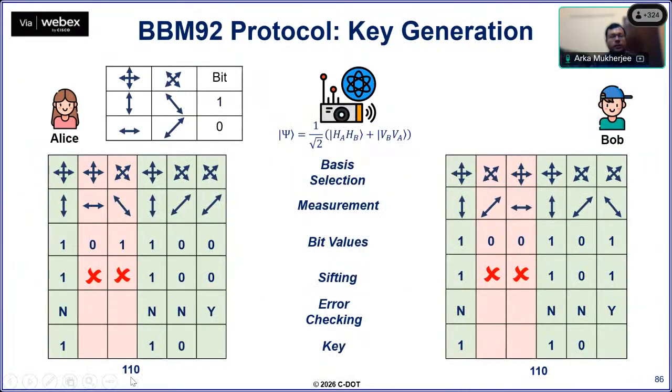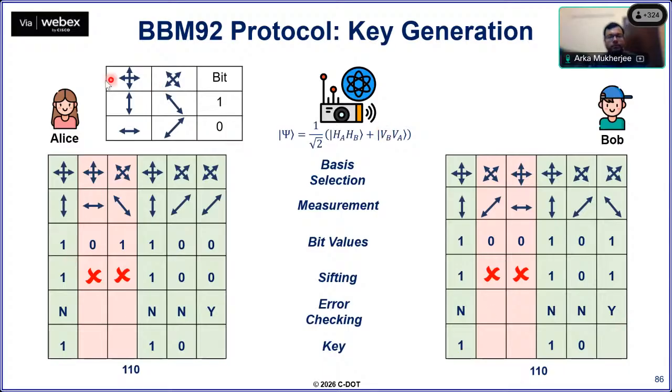Here is an entangled source that is generating HH plus VV quantum states. Entangled states. HH plus VV means if Alice gets horizontally polarized light, Bob will also get horizontally polarized light. If Alice gets V, Bob will also get vertically polarized light. So this is the meaning of these entangled states. H means horizontal, V means vertically polarized light.